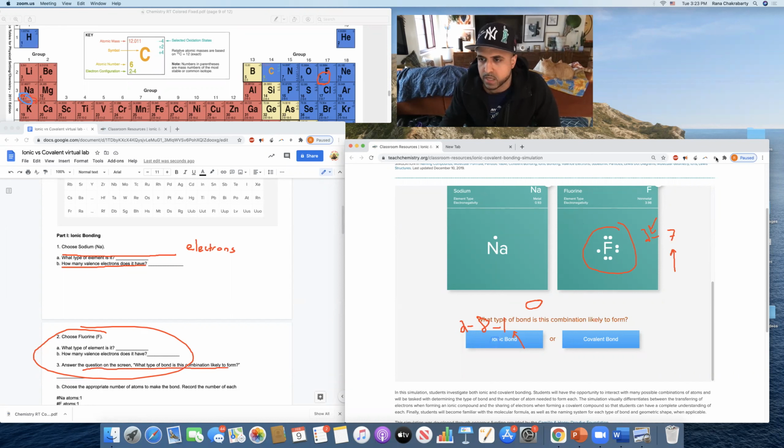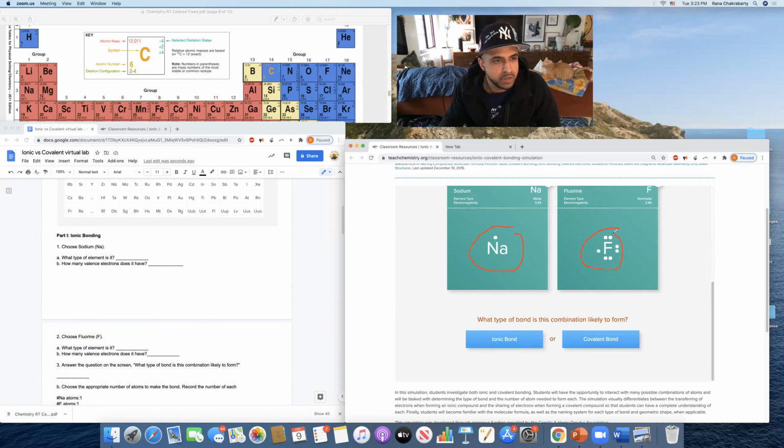What type of bond is likely to form? So remember, this is a metal and non-metal. So if you go back to your notes, metal and non-metal is ionic, and 2 non-metals is covalent.